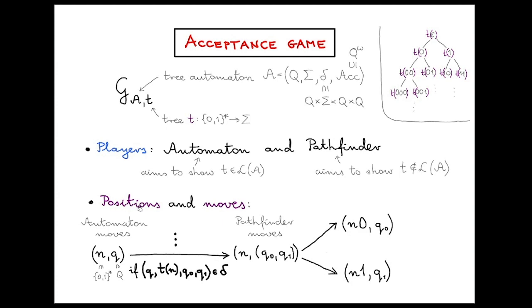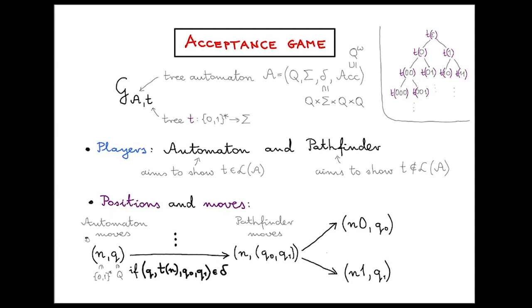Well, the positions are going to be of two types. They will be either pairs, a node in the tree, so a node is always a finite sequence of zeros and ones, and a state of the automaton. And the other type of positions will consist of a node again and a pair of states.